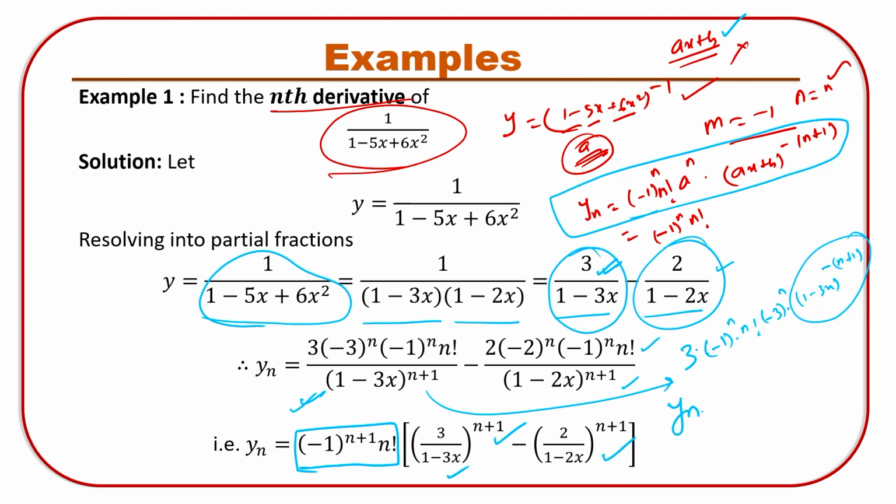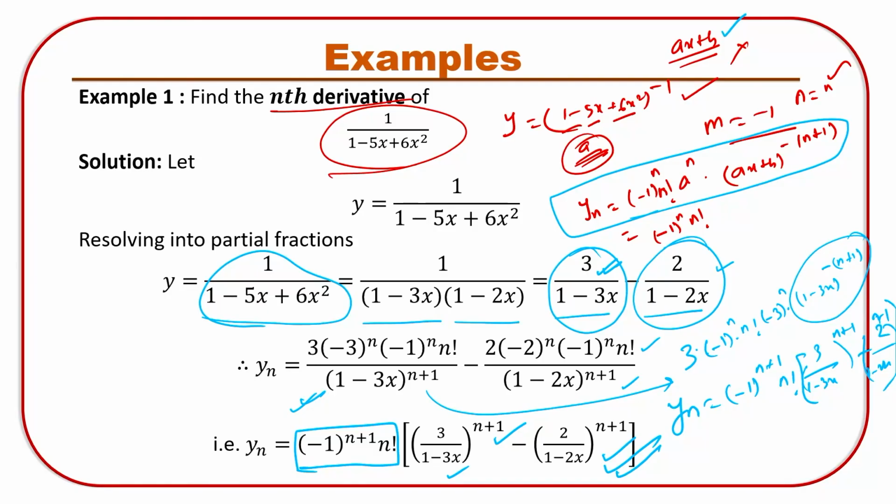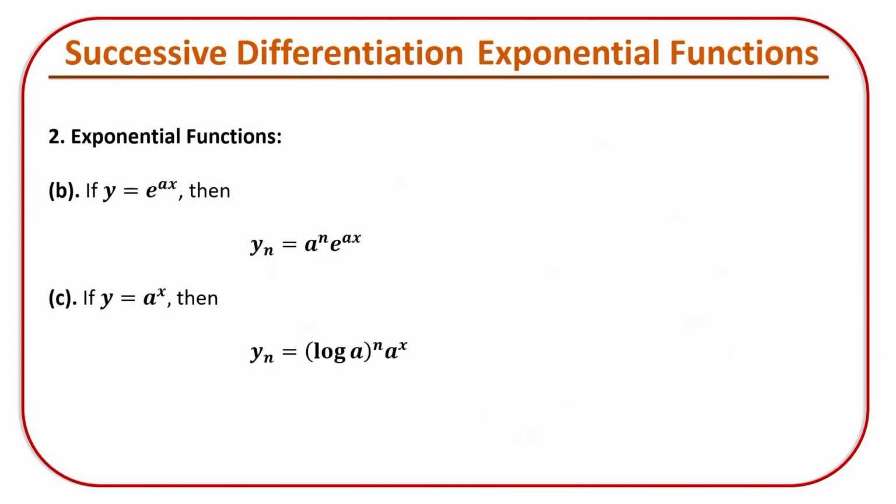So finally yn is (-1)^n factorial n into 3 divided by the term (1 minus 3x) and the whole to the power n plus 1, minus 2 divided by (1 minus 2x) and the whole to the power n plus 1, right? So that is your answer, and it comes out using the derived result for the polynomial (ax plus b) to the power m, where m was -1 only.